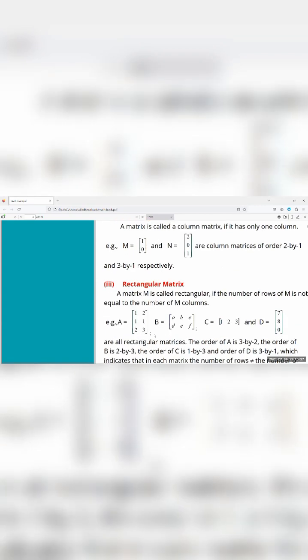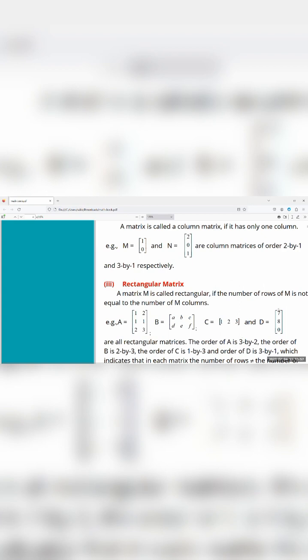Rectangular matrices are those in which the number of rows is not equal to the number of columns. In this example A, if you just see, how many rows are there? 1, 2, 3. And how many columns? 1 and 2. So they are not equal. In B also there are 2 rows and 1, 2, 3 columns. And here also, just see, 1 row and 3 columns.